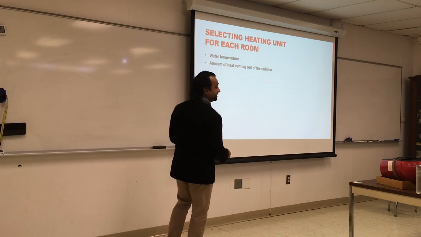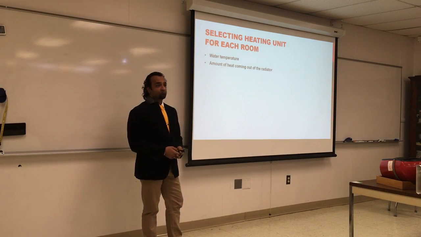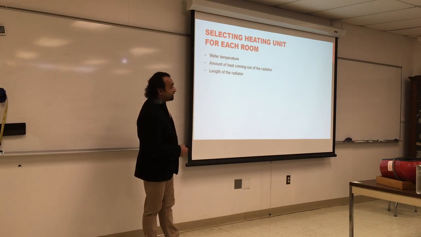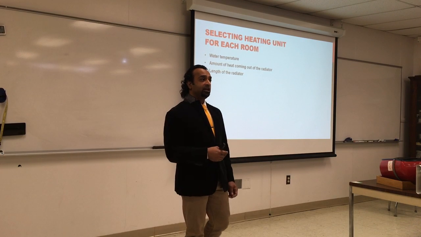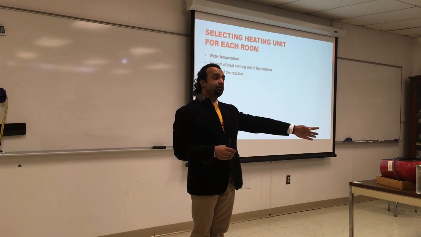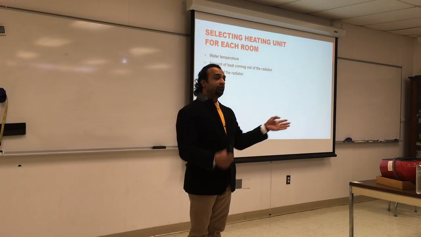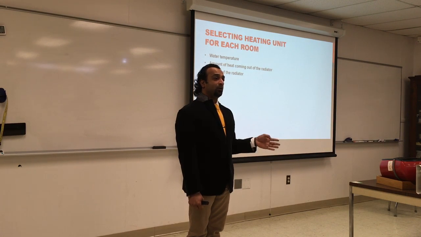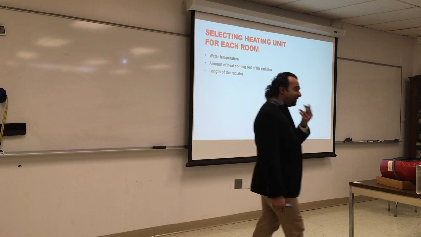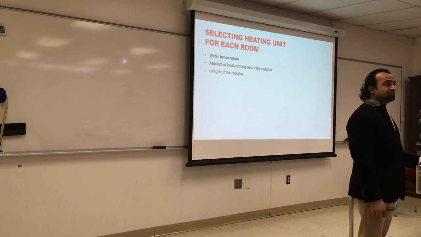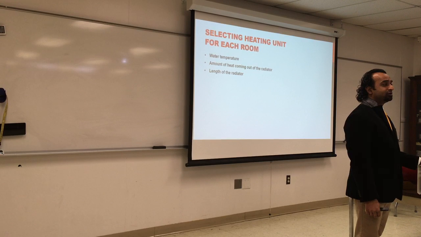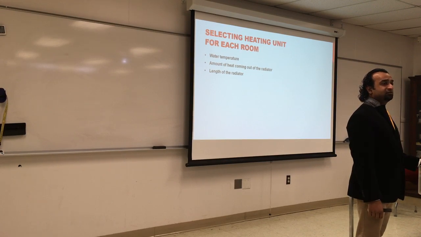Amount of heat coming out of each radiator, that's important. Length of the radiator. So we said for each foot, this design will give off 590 BTU per hour for each foot. Okay, what if I have 6,000 BTUs? I'm going to need a 10 footer. What if the room is not 10 feet? What am I going to do?